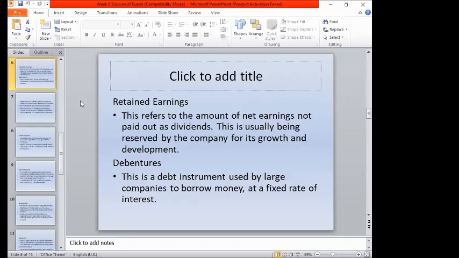Next, retained earnings. A retained earning is a profit of the stocks.